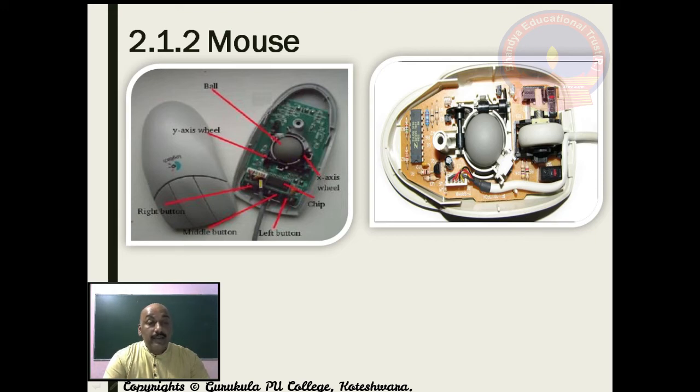Okay, and your chip will be there. There will be three buttons, and the three buttons will have three different meanings: left button, middle button, and the right button. Normally the left button is used for action purpose, the right button will be used for properties purpose, and the middle button will be used for scrolling purpose.